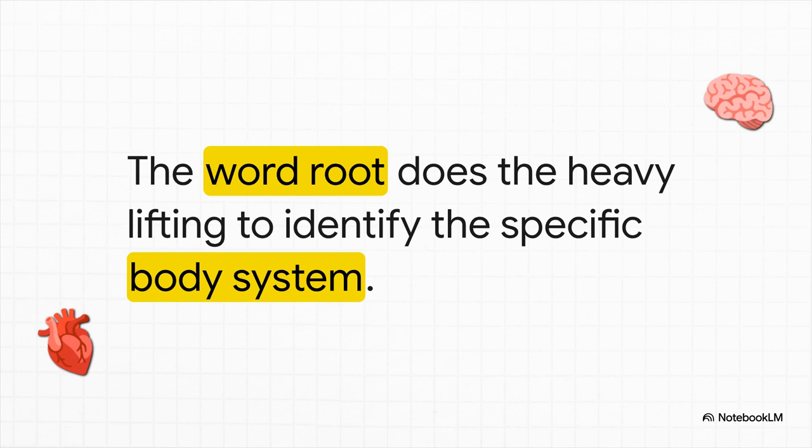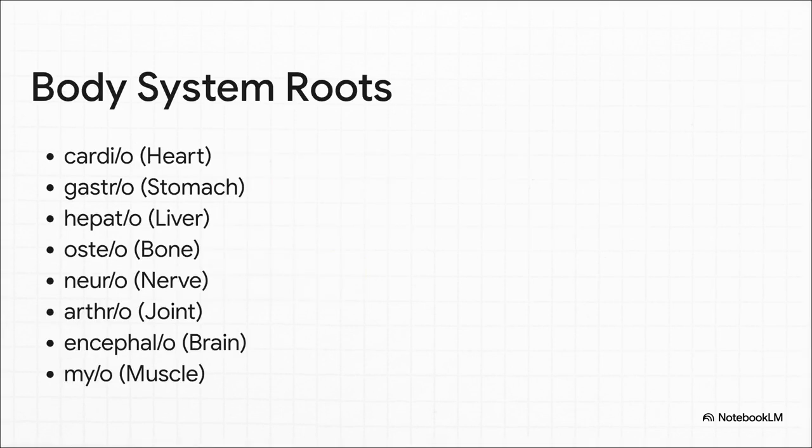Okay, we are pivoting now to the real climax of today's explainer. Word roots. Listen, if the suffix tells us what is happening, the root does the heavy lifting by telling us where. It identifies the specific organ or body system involved. It's the central subject of the whole term. So let's do a rapid-fire checklist of these high-yield body system roots. Let's create some mental links right now. Cardio, heart. Gastro, stomach. Hepato, liver. Osteo, bone. Keep it moving. Neuro is nerve. Arthro is joint. And cephalo is brain. And myo is muscle. You really got to lock those in.